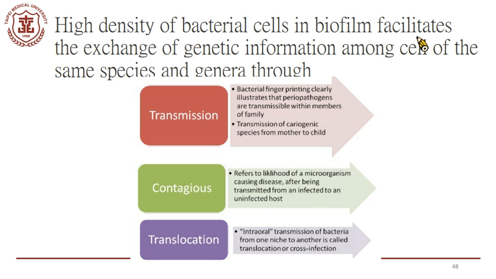So high density of bacterial cells in biofilm facilitates the exchange of genetic information among cells of the same species and genera through transformation, conjugation, and transduction. Bacterial fingerprinting clearly illustrates that periopathogens are transmissible within members of a family, such as transmission of cariogenic species from mother to child. Contagious means the likelihood of a microorganism causing disease after being transmitted from an infected to an uninfected host. And translocation intraorally is the transmission of bacteria from one niche to another, called translocation or cross-infection. So you can have it from one tooth to another one, contagious from one patient to another patient, and transmission is what the bacteria will let you have.